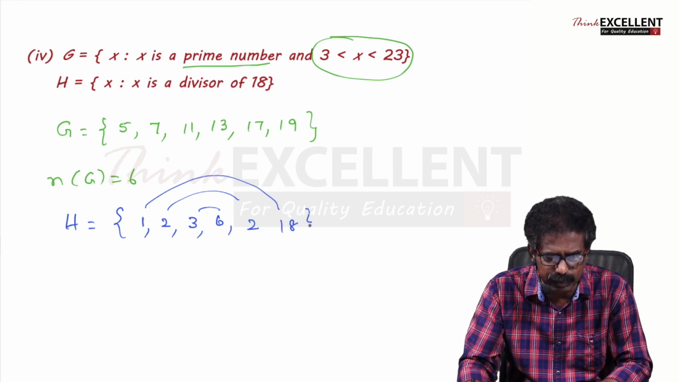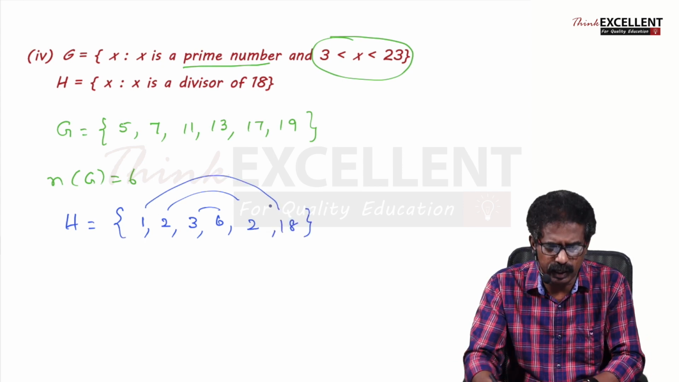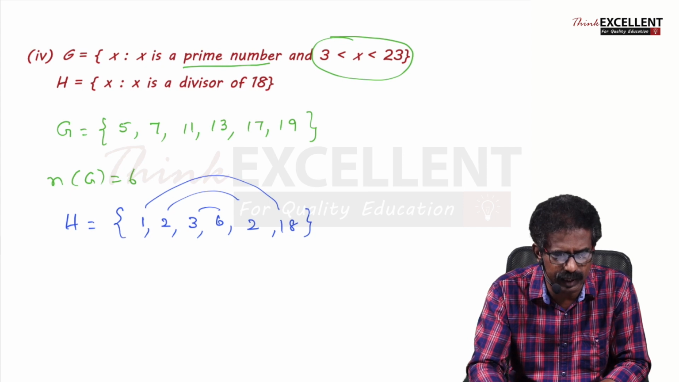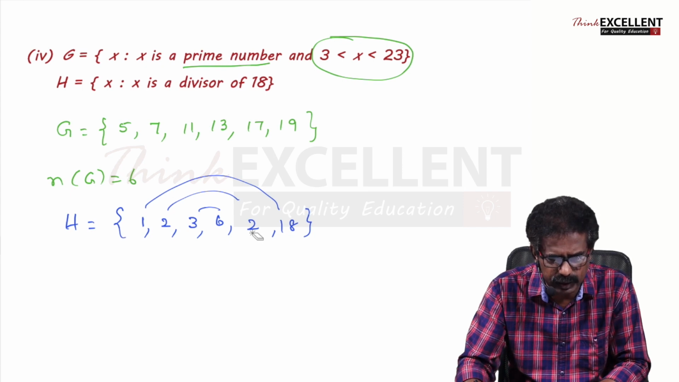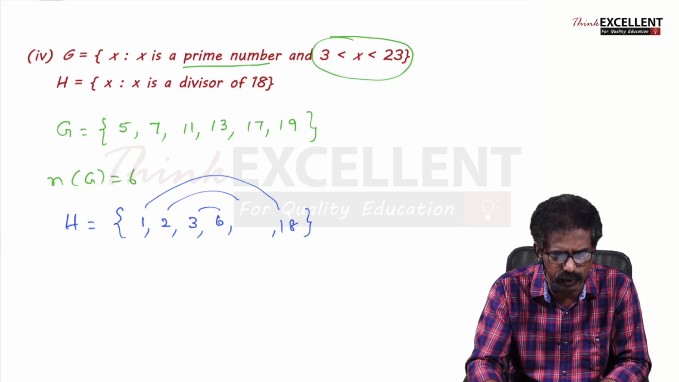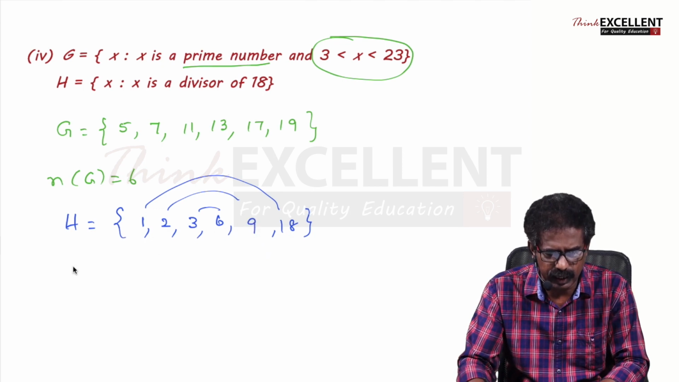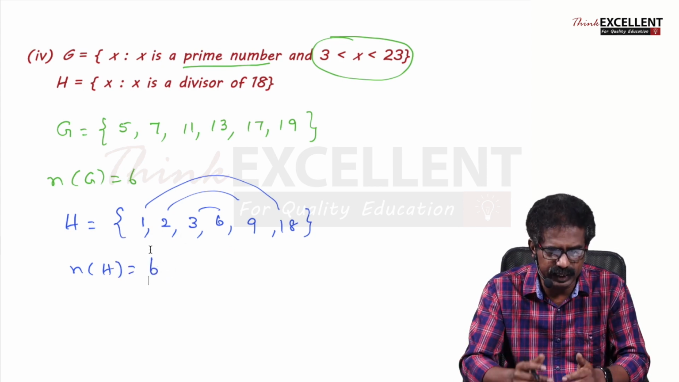These are some easy methods. Okay, no need to check. Otherwise what happens, after 6, then 2 9s, right? 2 9s are 18. So that means you don't need to check anything in between. Otherwise, if you do everything, it will take a lot of time. Okay, so n of H. So how many elements are there? Here also you have 6 elements. N of G equal to n of H.